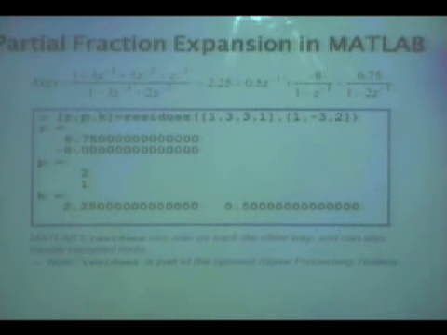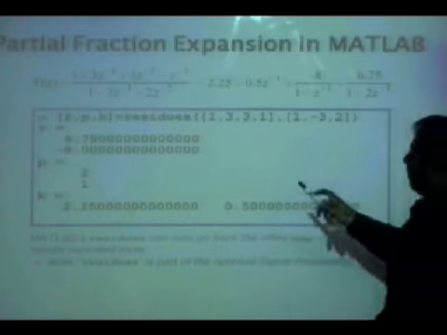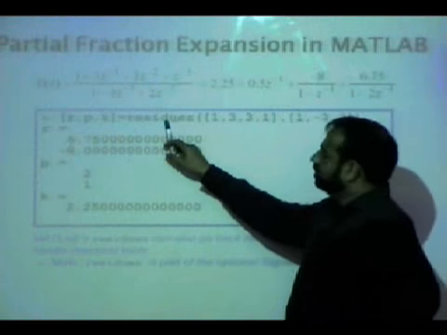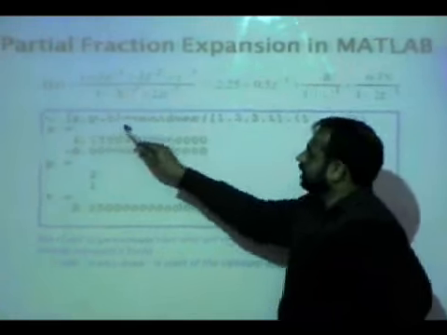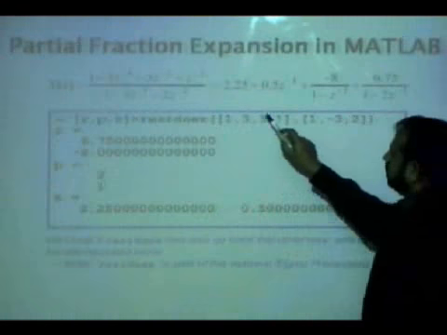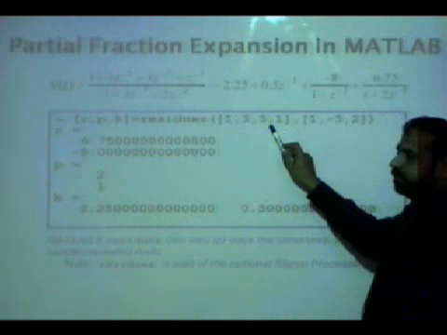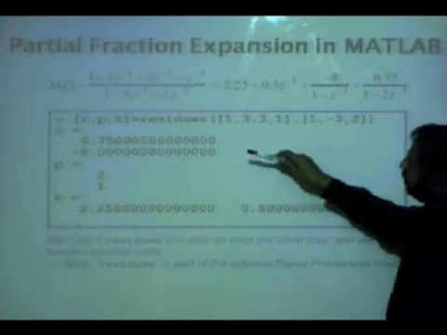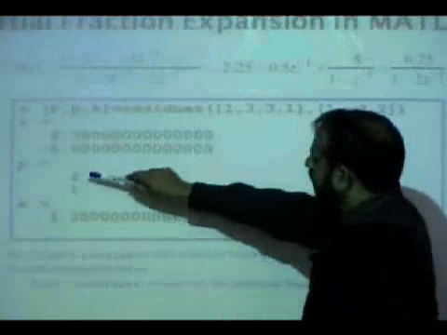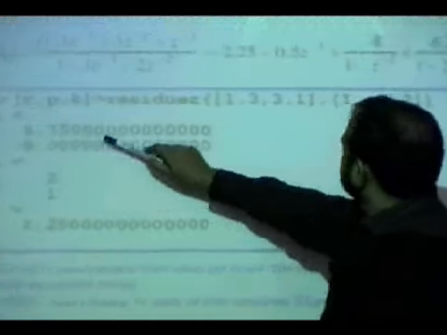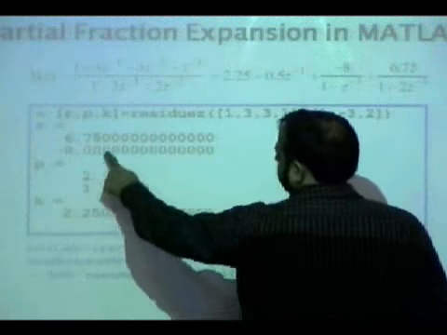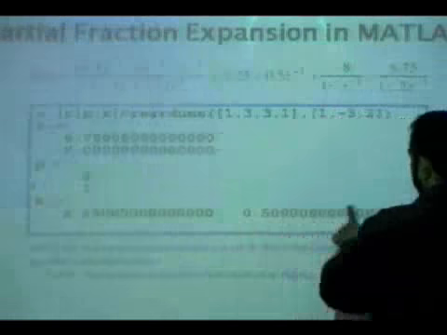Okay, then this is the MATLAB function which can be used to find the partial fraction residues R, P and K. You give the coefficients of the numerator, you give the coefficients of the denominator, call this function. It'll give you R and P. P are the poles, R are the corresponding coefficients. For this pole, this is the coefficient. For this pole, this is the coefficient. These are the constant polynomial.